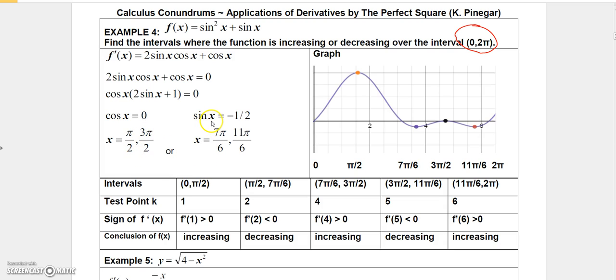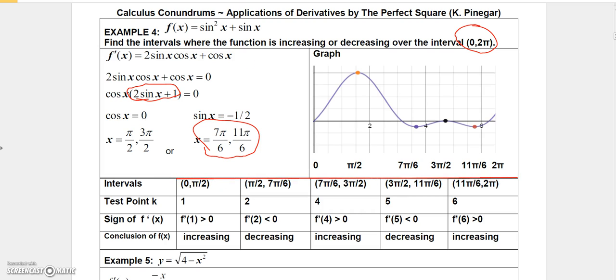And then to set sine x equal to 0 and solve it, you would actually get sine x equals negative 1/2. And then that would tell us that x would have to equal 7 pi over 6 or 11 pi over 6. So first of all, when I draw my number line down here, make sure you realize that I'm only drawing it from 0 to 2 pi.